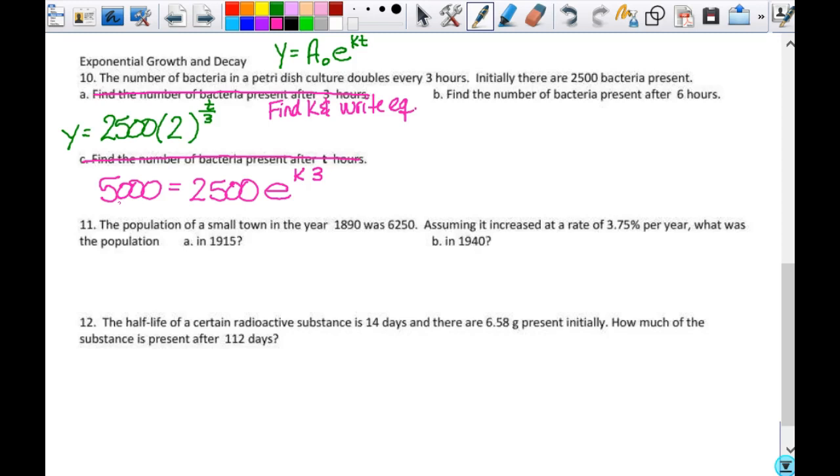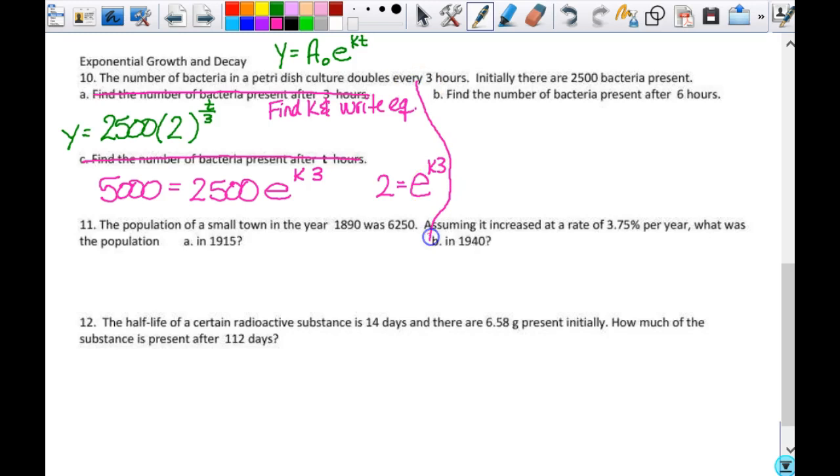So I'm going to divide both sides by 2,500. So what's 5,000 divided by 2,500? 2. So now I just want you to look at what's happening here. I don't want to start here because I don't know how many of these you've done like this. But we've got 2 equals e to the k times 3. So I didn't even have to know what my initial stuff was. When it doubles and you know the time, that's really all you have to do. Doubling, so it's 2 equals e to the k, and then it takes 3 hours. And then we can figure out what k is.